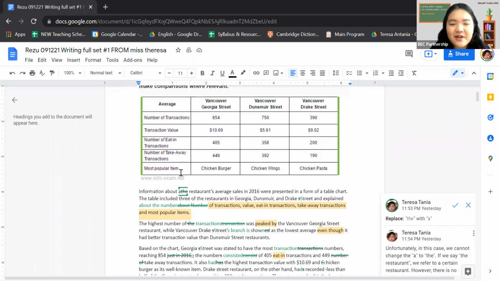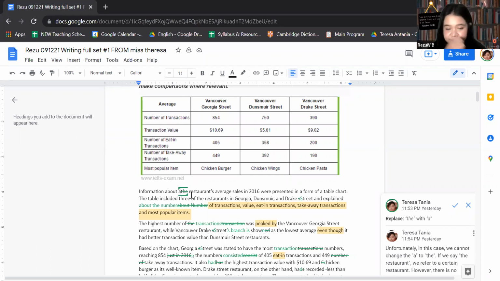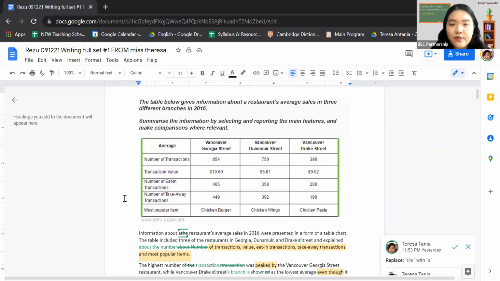Unfortunately, here we cannot change a restaurant's average sales to the restaurant, because when we use the, as you know, it refers to a particular one, right? Okay. And there's no mention of the restaurant before. This is the first sentence. It's also unclear which restaurant we're referring to, because there are 3 branches actually. So it's not that accurate if you use the.